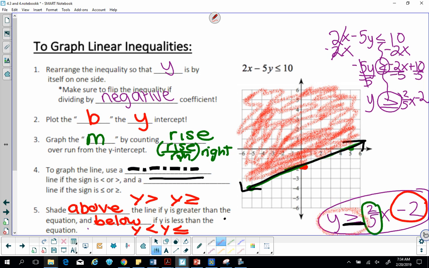So I'll probably ask, what's a solution? And you could pick any point, and that will be on Delta Math too. You could pick any point, like even 0, 0, right? And 0, 0 would be a solution. So any of those points that are shaded would be a solution. Does that make sense?